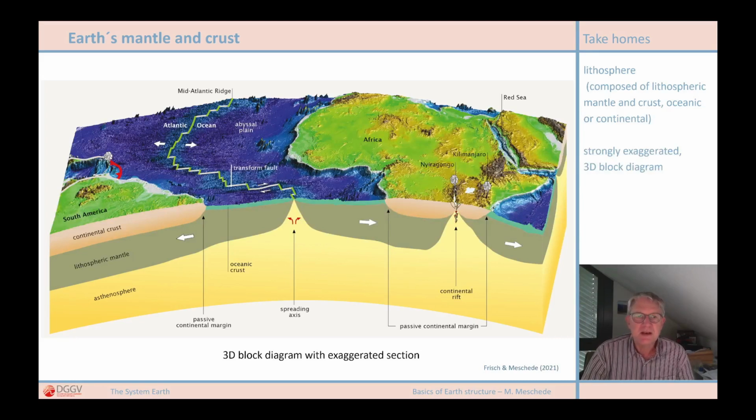This also makes it clear that the boundaries of a plate do not depend on whether it is oceanic or continental lithosphere. There are other factors responsible for this, and I will look at this in more detail in some of the following videos on the plate boundaries.